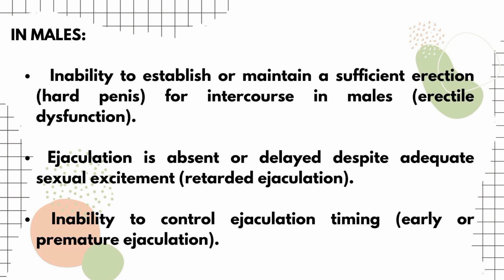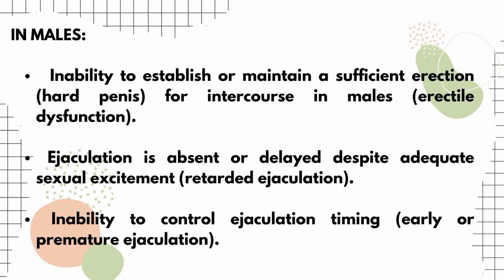So, erectile dysfunction is a very common condition, particularly in older men. It is estimated that half of men between the ages of 40 and 70 will have it to some degree. So, number two is that ejaculation is absent or delayed despite adequate sexual excitement.